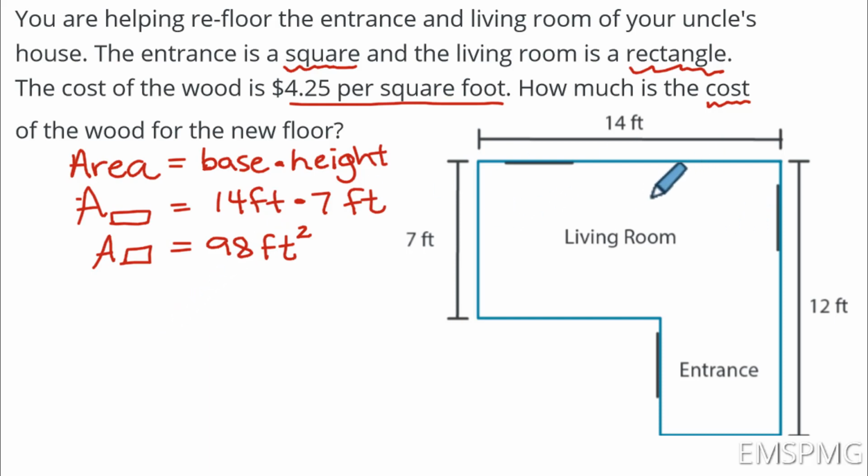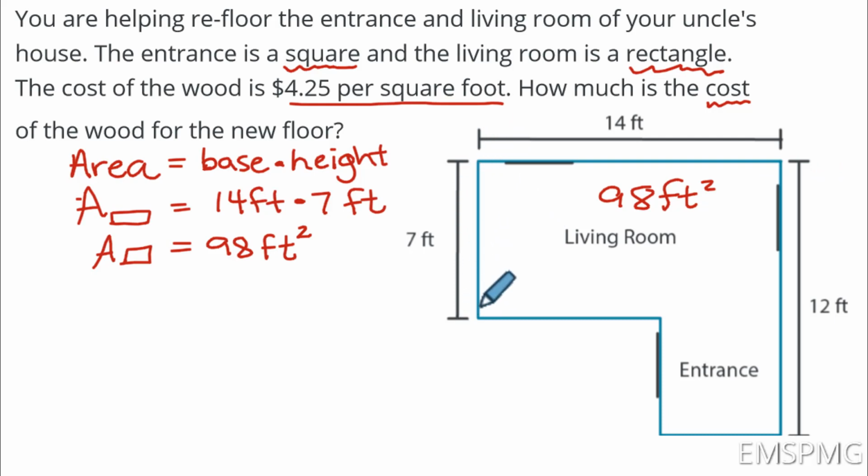Moving on to the area of the square. I'm going to have to use some measurements from somewhere else in the diagram to help me with this square. If I look here, I'm noticing this full distance is 12 feet, but for the rectangle, this piece is only 7 feet.